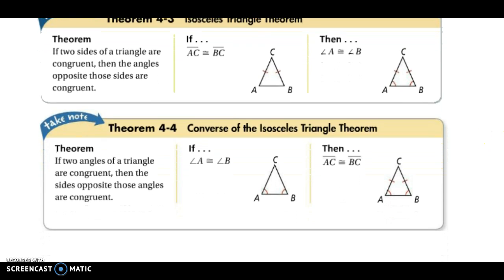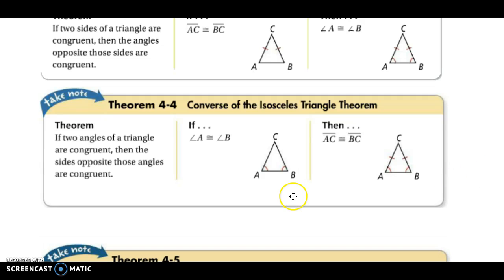The converse of the isosceles triangle theorem says if you know that a pair of angles in your triangle are congruent, then you can say that the sides opposite of those two angles are congruent as well. So if angle A and angle B are congruent, the side opposite of angle A, which is BC, and the side opposite of angle B, which is AC, are congruent.